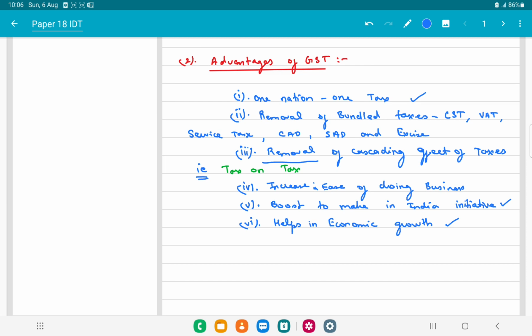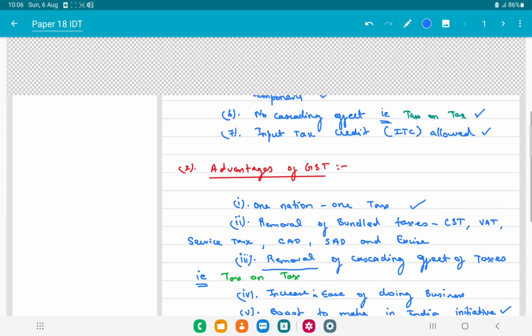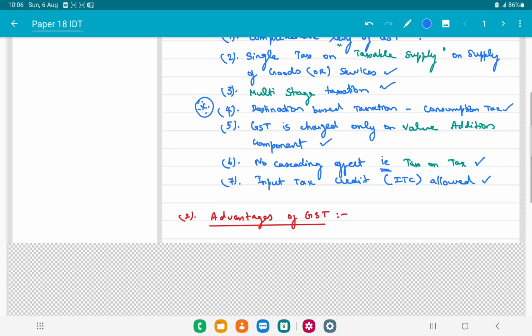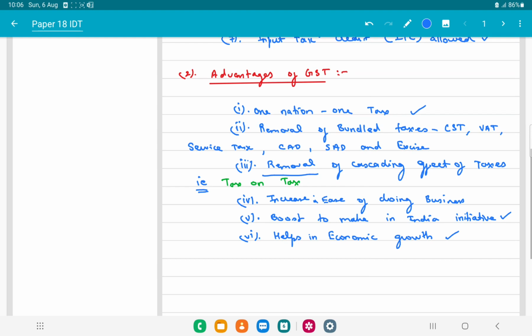Removal of bundled taxation, that is CST, VAT, service tax, CAD, SAD, excise duty, everything is now removed. There is a removal of the cascading effect, that is tax on taxes is also no more there. There is an increase in ease of doing business. Boost to Make in India initiative helps in economic growth. GST helps in economic growth. So two topics we have covered, all about GST and advantages of GST.